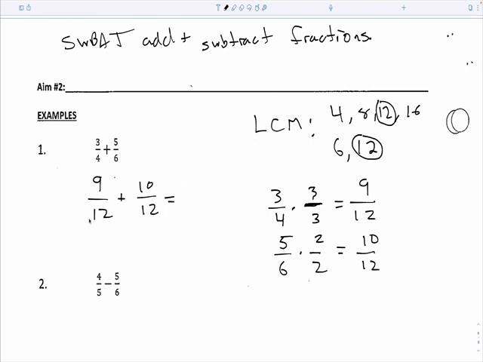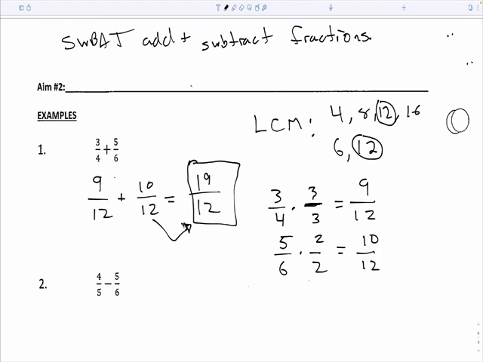Well, they have the same denominator, so is it okay to add the numerator? Yeah, add 9 and 10, you get 19. Keep the denominator the same. Do not add 12 and 12. When you're adding fractions, the denominator always stays the same. 19 over 12 would work. You can also flip this to a mixed number.